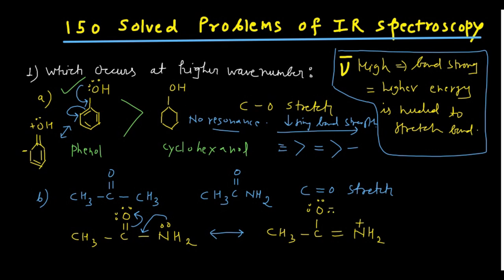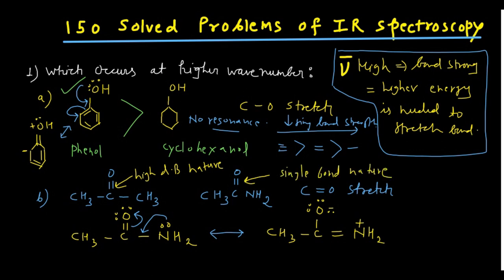So in case of the amide, you can see this carbon double bond oxygen is acquiring single bond character. Okay. And this kind of resonance is not possible in case of the acetone. So here double bond character is high. I can write high double bond character, DB character or nature. And for this I can write single bond character.